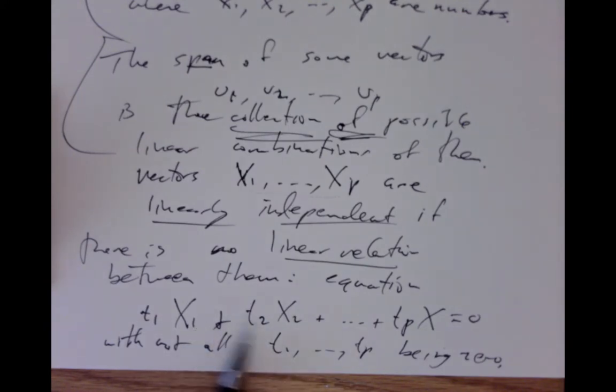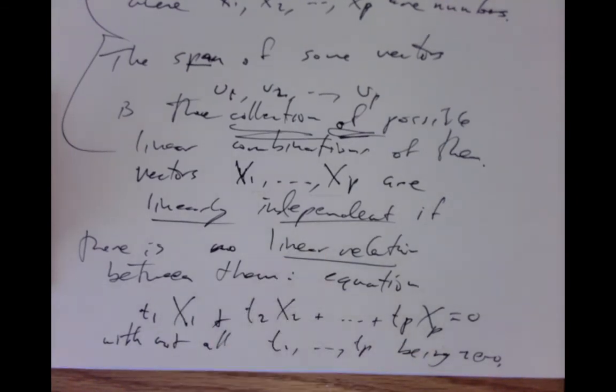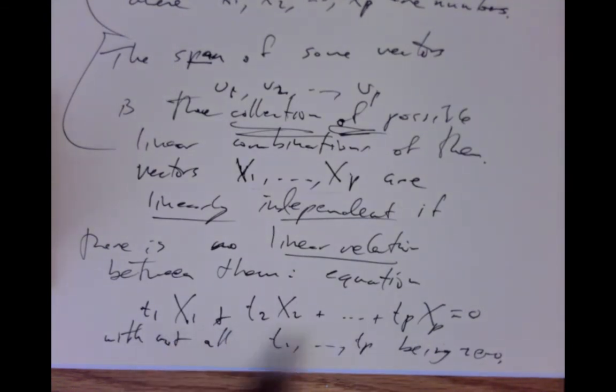It's a relationship that's satisfied, an equation that's satisfied between the vectors, even though the coefficients are not all zero. They're linearly dependent if there's a linear relation; they're independent if there's no linear relation. So a linear relationship could also be thought of as a linear dependence of the vectors on one another. And again, the intuition is somehow that they aren't all pointing in different directions. Somehow one of them is really just built out of the other ones.